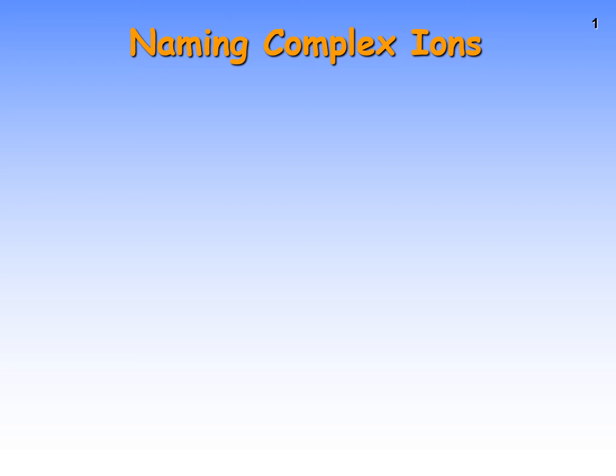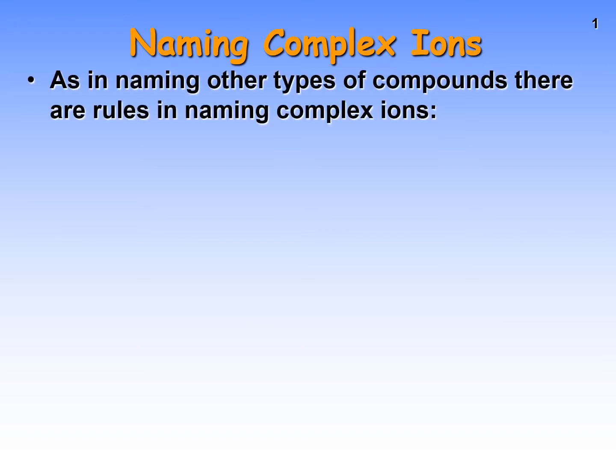Hello, Chem 1B. This is Chapter 22, Lecture Video 3, and we're going to be talking about naming complex ions. Now, in the past, we've learned how to name things. This is going to blow all that out of the water. Naming complex ions is 1,000 times more difficult than naming an ionic compound or a molecular compound, so it's going to take some practice. There are rules, just like there are rules with naming any compound.